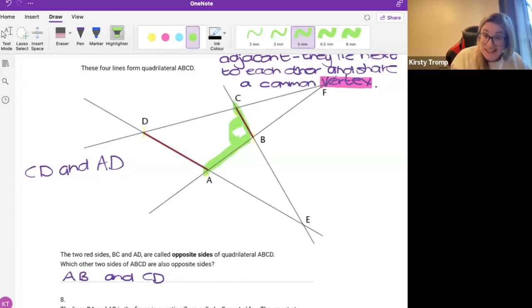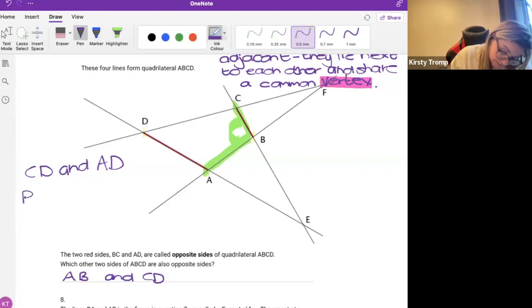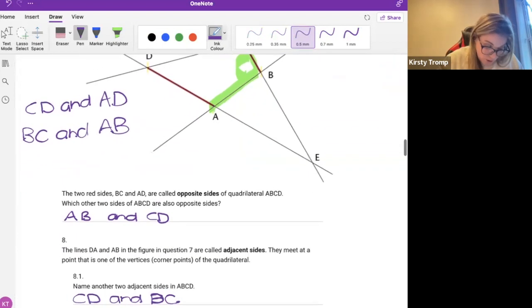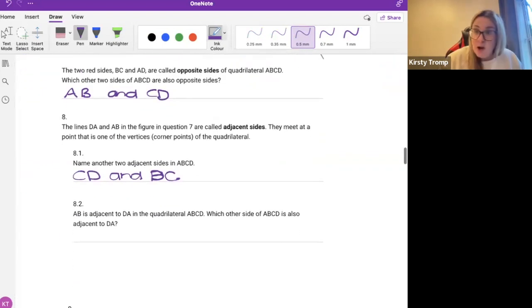Because again, adjacent sides, remember, are two lines that lie next to each other, and they're sharing a common vertex, so they are holding hands. So we could say BC and AB. Okay, so those are all of my adjacent sides. All right, 8.2. AB is adjacent to DA in the quadrilateral. And we just saw which other side is also adjacent to AD.